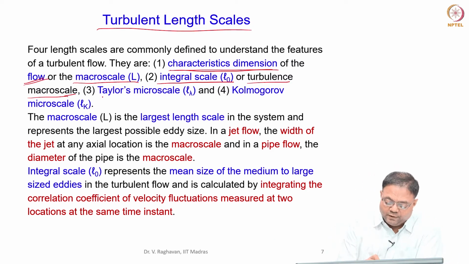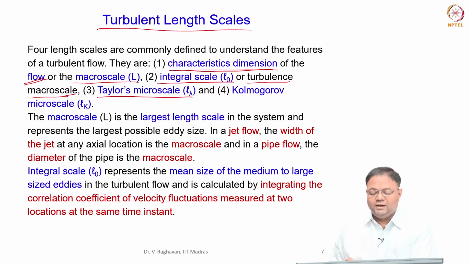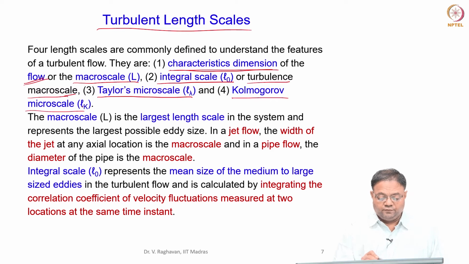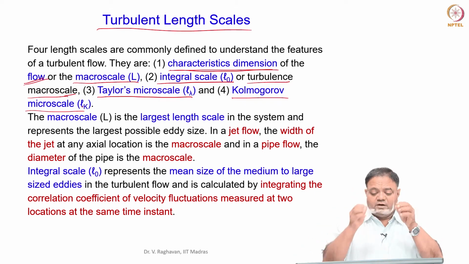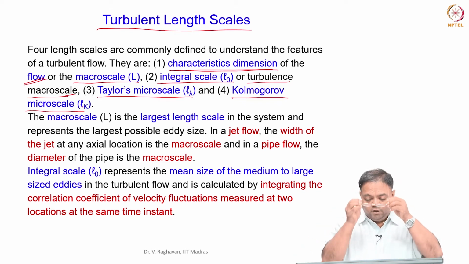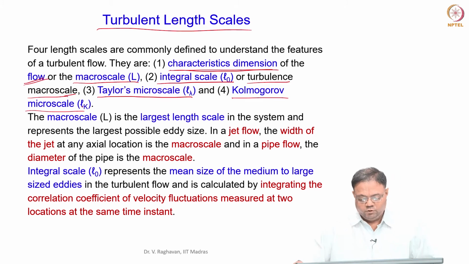Then comes the micro scale, which is called Taylor's micro scale, L suffix lambda, and the smallest scale is called the Kolmogorov micro scale, L suffix k. These are the 4 things, out of which the 2nd, 3rd and 4th are representative of the eddy sizes in the turbulent flow.